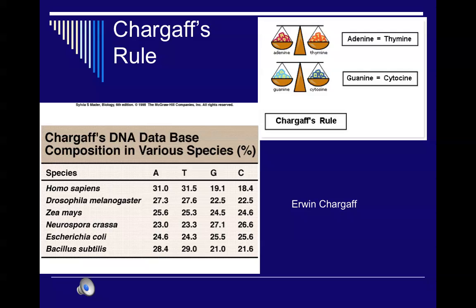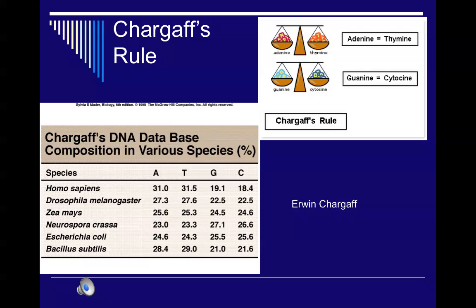What Erwin Chargaff helped to figure out is just how much of each kind of nitrogen base is in each kind of cell. He did this by taking samples of DNA from all kinds of species of organisms and simply measured how much adenine and how much thymine, how much guanine and cytosine were in all of these different kinds of cells. Lo and behold, what he found was that there were certain ratios or percentages of adenine and thymine, guanine and cytosine. And it was consistent every time he took a sample from that representative organism.